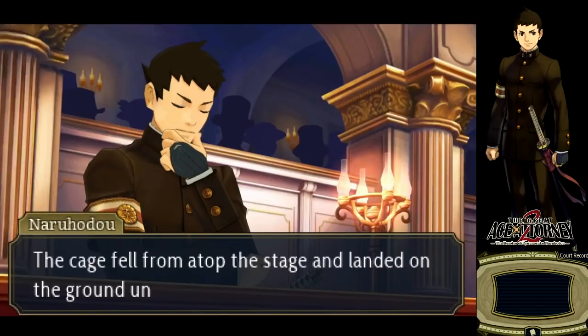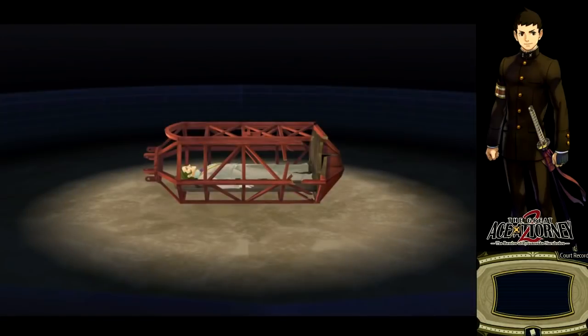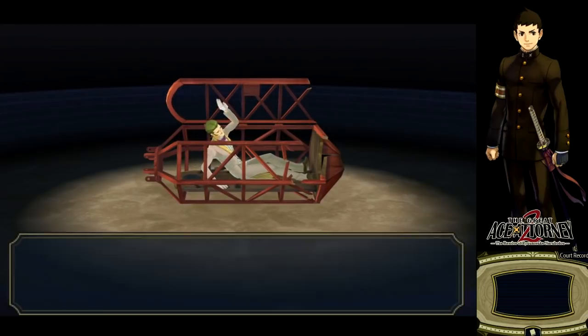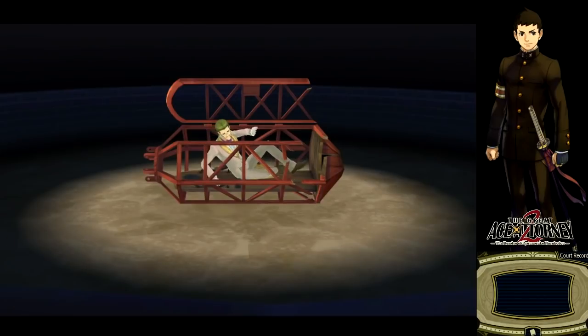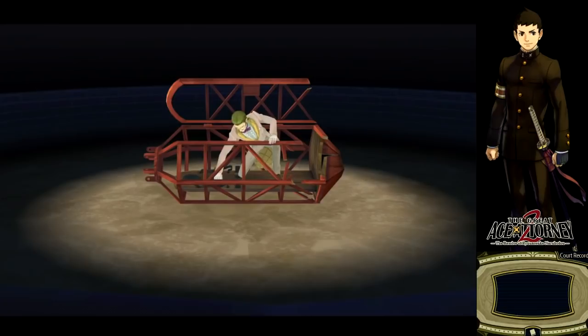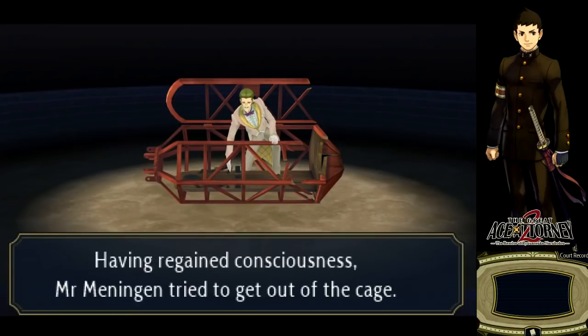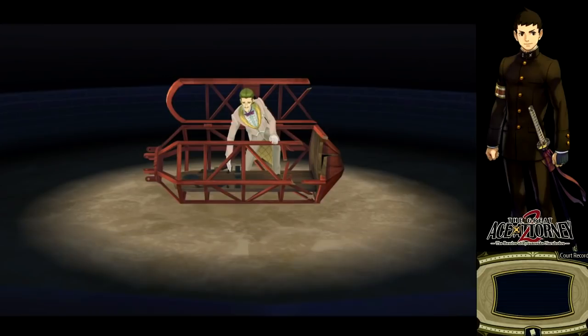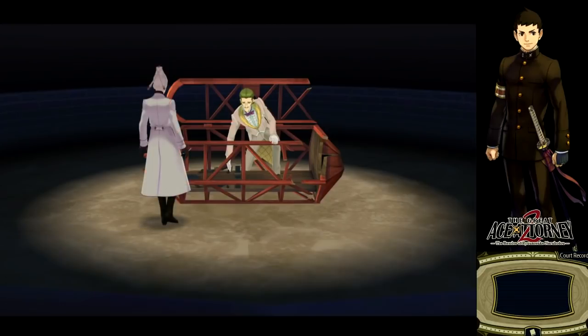The cage fell from atop the stage and landed on the ground underneath. And he got up. Like, oh man, my neck. However, the victim wasn't dead yet. Oh, my neck. Ow. It's like, oh god, that hurt! After he gained consciousness, Mr. Minigan tried to get out of the cage. But that's when Dr. Sithe appeared.